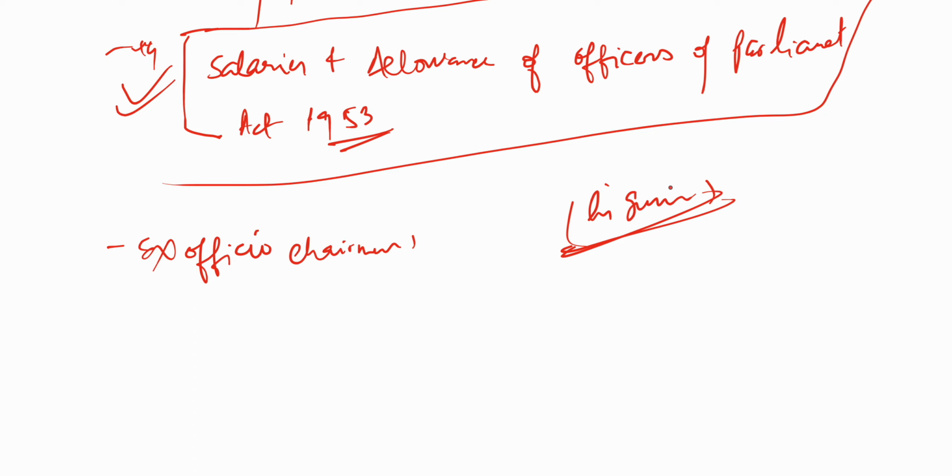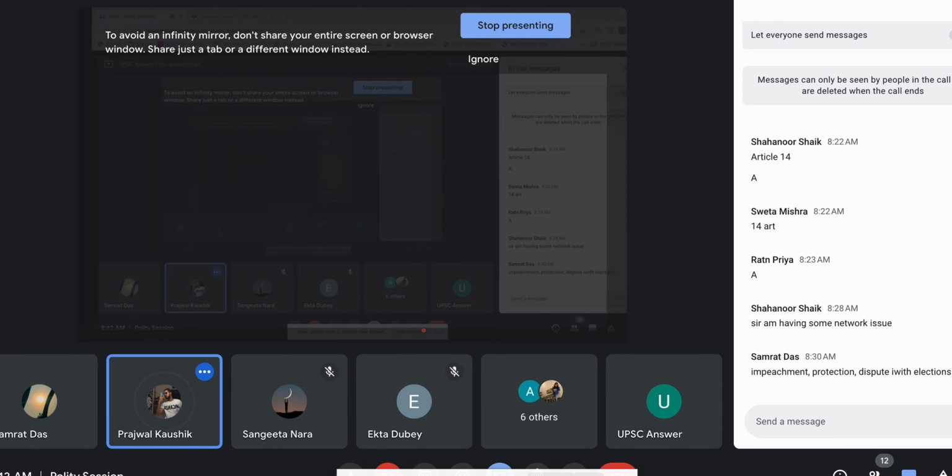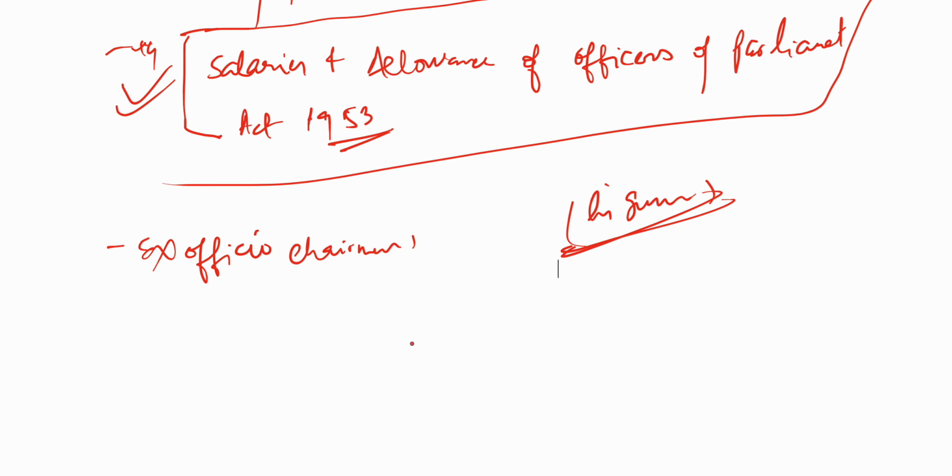Whenever the office of the President of India is vacant, he acts as president until a new president is elected. Article 65 clause 1 provides that when a vacancy occurs in the office of president by reason of the president's death, resignation, removal, or otherwise, the vice president shall act as president until the date on which a new president is elected to fill such vacancy. Any doubt in this? No, sir. Okay.